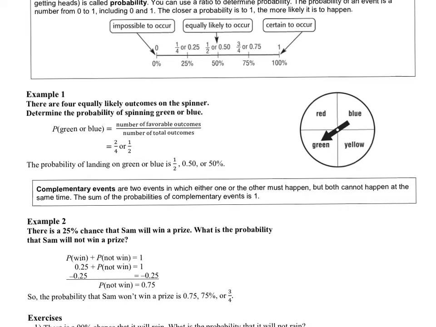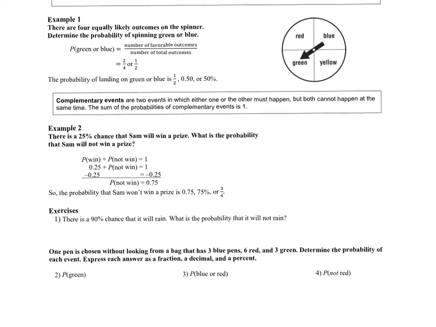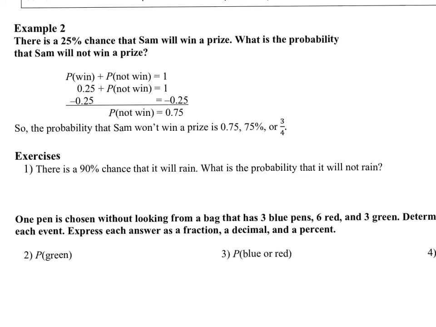Look at the next part right here. It says there is a 25% chance that Sam will win a prize. What is the probability that Sam will not win a prize? Well, if she has a 25% chance of winning, what's the opposite? There's a 75% chance she's not going to win a prize. So 25% that she does, 75% that she doesn't. It's more likely that she's not going to win a prize, right?